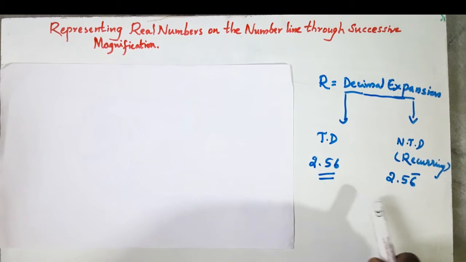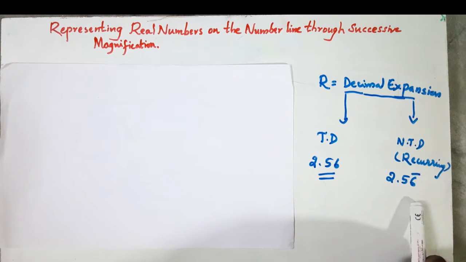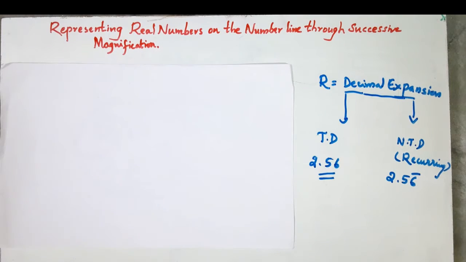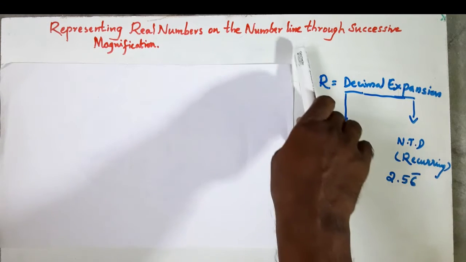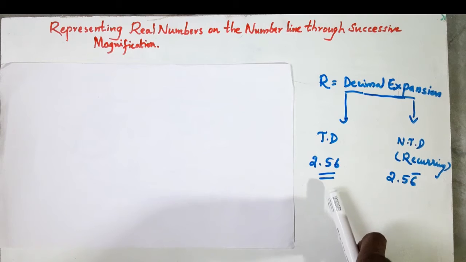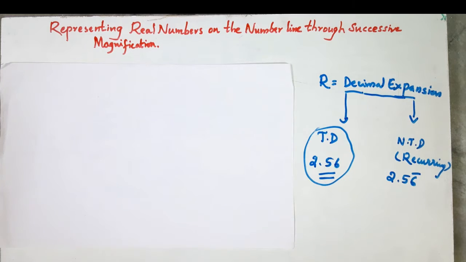Now in this video we are going to represent these terminating decimals and non-terminating recurring decimals on the number line through successive magnification. First of all, we are going to represent the terminating decimals on the number line. This is in exercise 1.3, so let us do the first problem in exercise 1.3.